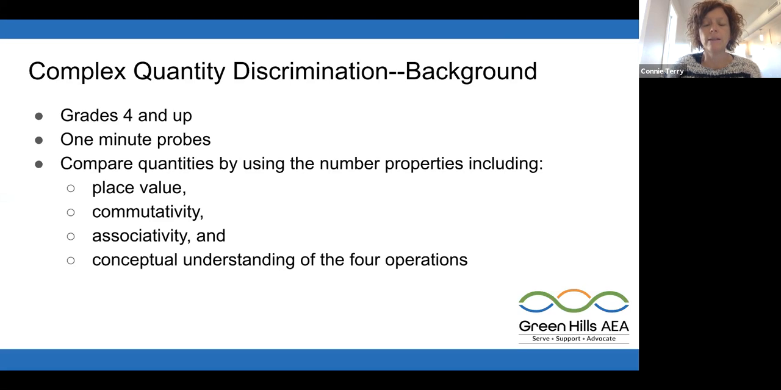The ideas that are assessed include ideas around number, but also place value, the commutative property, the associative property, and conceptual understanding of the 4 operations. So it does include all 4 operations, and so you can think about that for grade level as well.